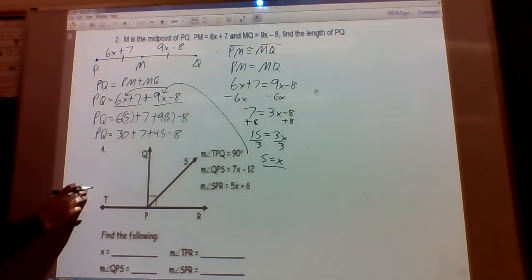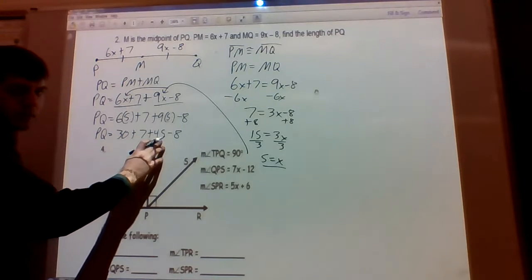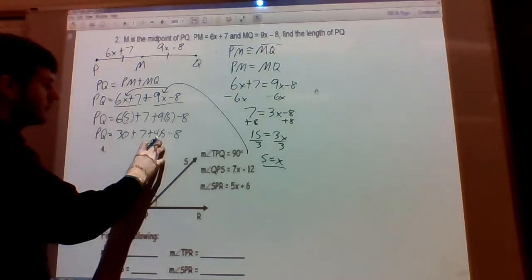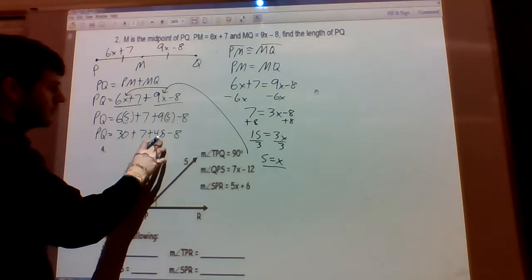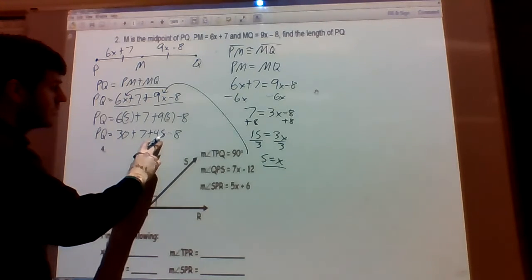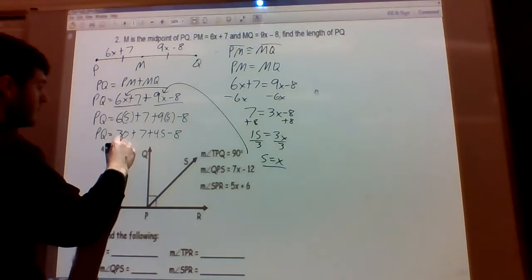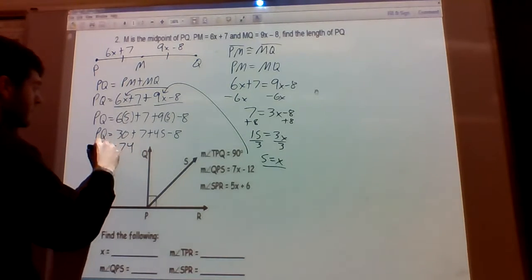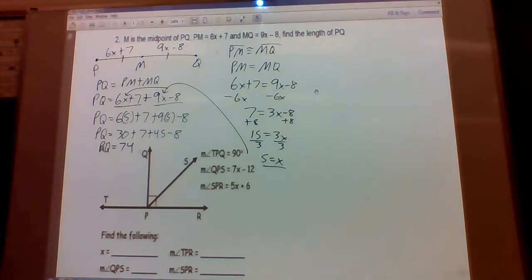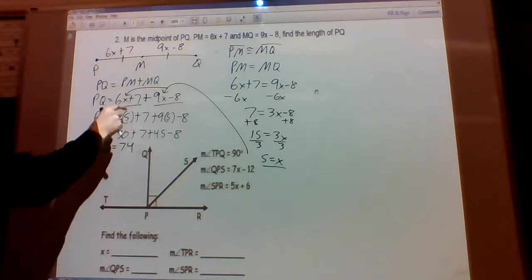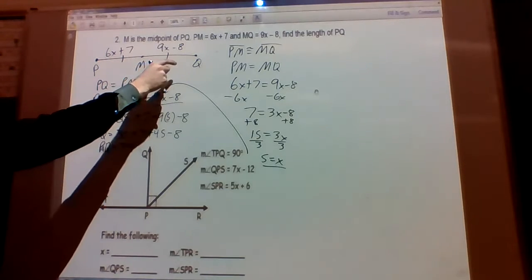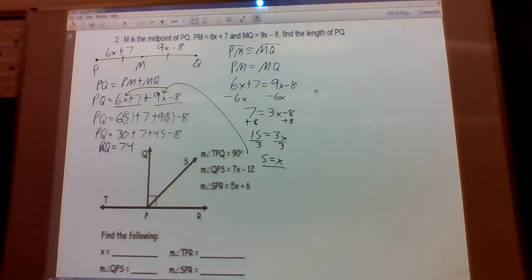Okay, so 30 plus 45 is going to give us 75, right? 55, 65, 75. Plus 7 minus 8 is going to give us 74. So PQ is 74. Okay, if M is the midpoint, that's 74. Both these pieces here should be 37.